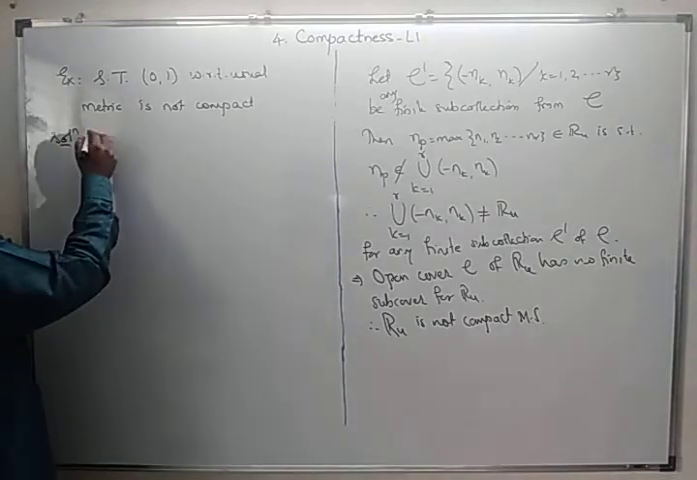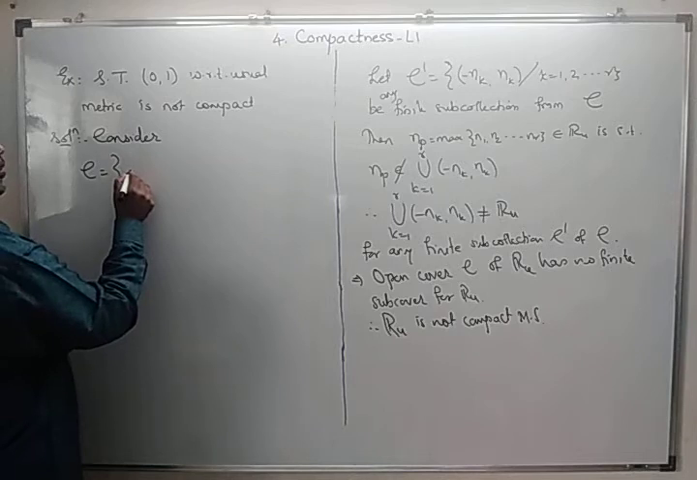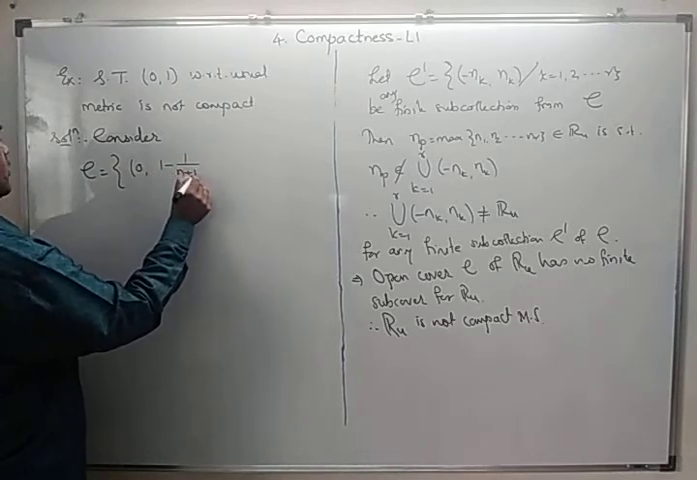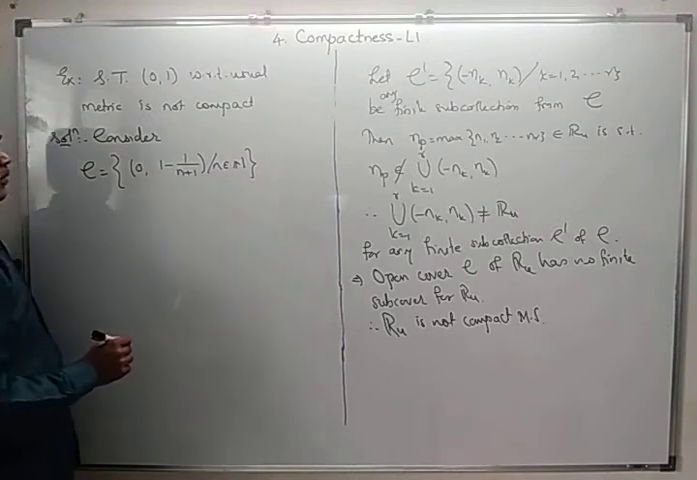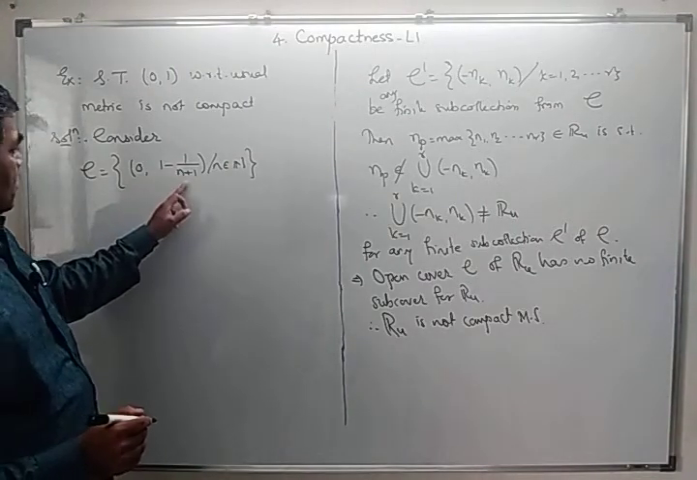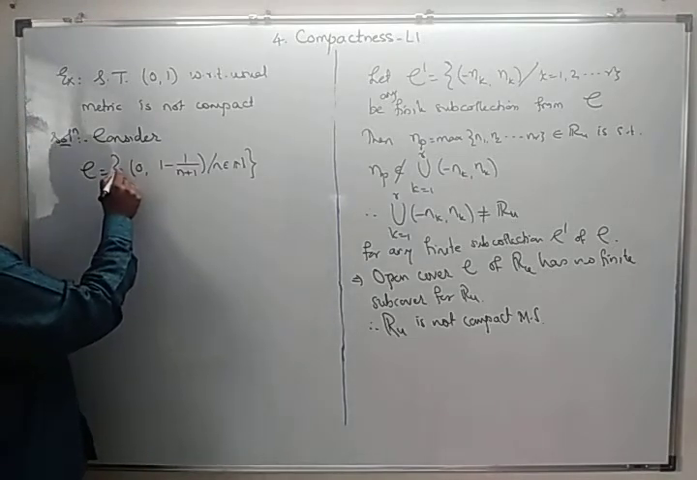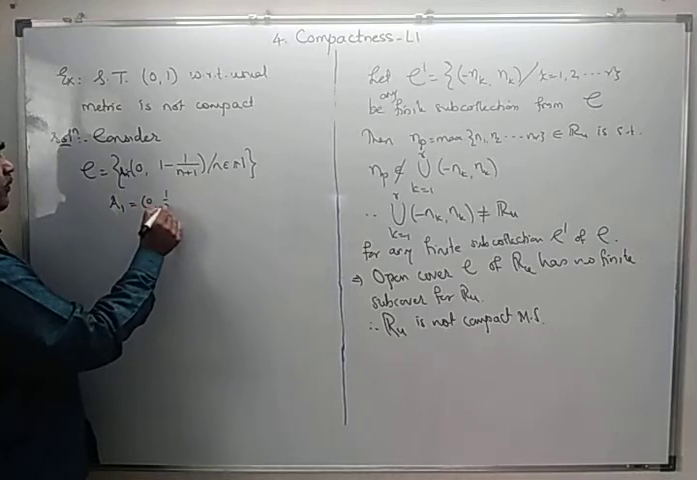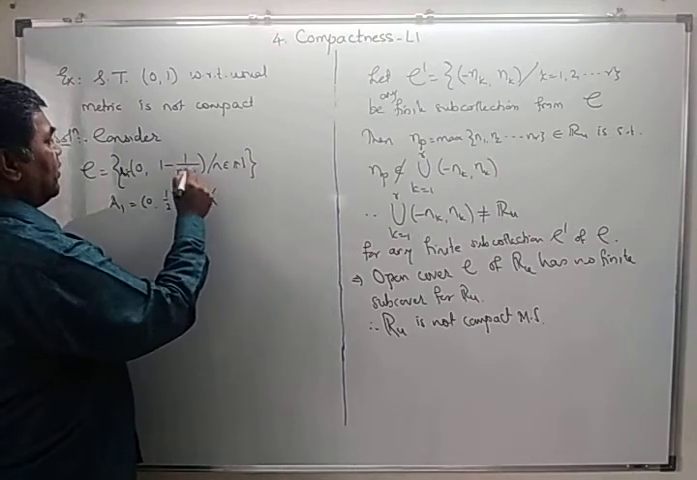So consider C equal to the collection of (0, 1 minus 1 upon n plus 1), where n is in N. Now here if you observe, say I take A_n equal to this one. What is A1? A1 is nothing but (0, 1/2). What is A2? This will become n upon n plus 1.